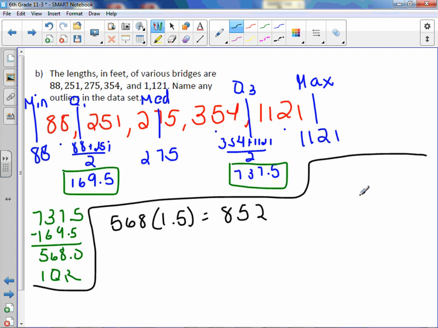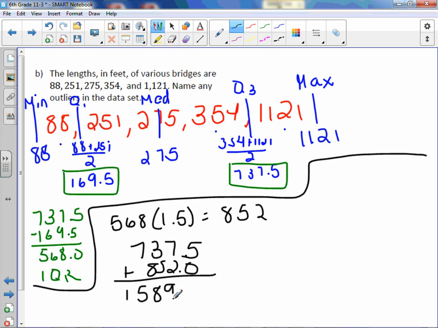So let's take that 737.5 and add it to our 852. When we add that, we get 1,589.5. And 1,121 is less than that, so this is also not an outlier. So there are no outliers.